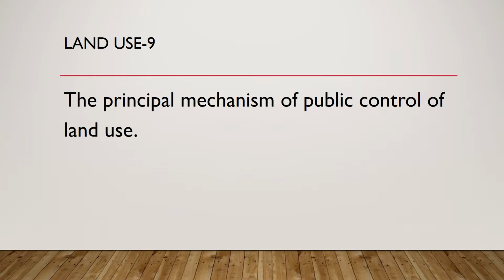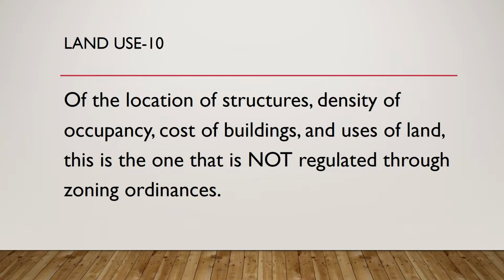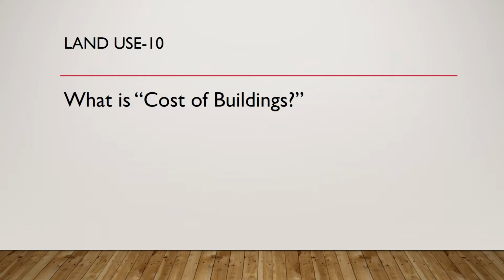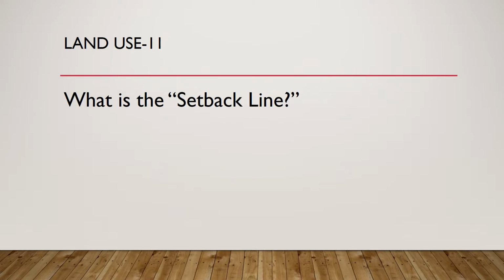Question 9. The principal mechanism of public control of land use. What are zoning ordinances? Question 10. Of the location of structures, density of occupancy, cost of buildings, and uses of land, this is the one that is not regulated through zoning ordinances. What is cost of buildings? Question 11. This is a restriction on the location of a structure relative to the road it fronts on. What is the setback line?